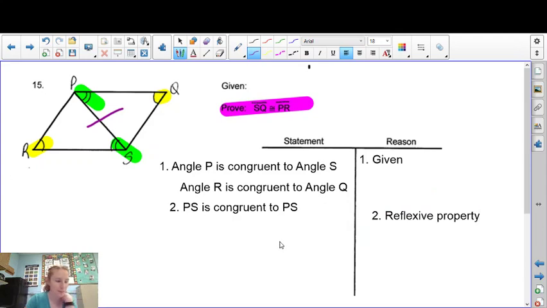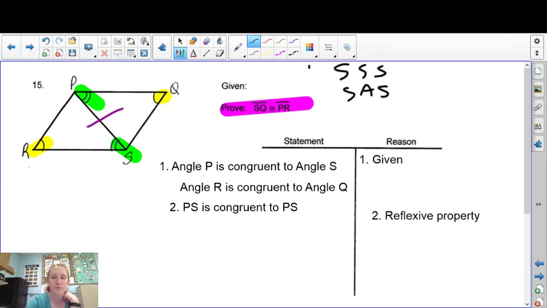And so I asked myself, have I proven anything yet? Have I used my side, side, side, side, angle, side, angle, side, angle, or my angle, angle, side? Have I used any of those guys yet? Do I see any of that given?